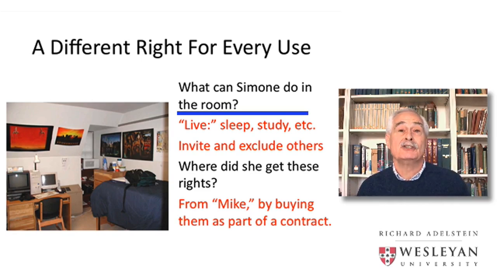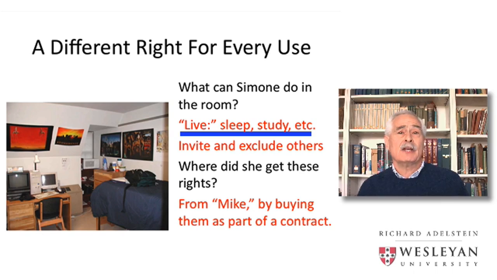Well, obviously she can live there, and we will associate with living there a whole range of activities which is in principle open-ended. She can sleep there, she can study there, she can talk with her friends there, she can, as you can see, use her computer. There seems to be a microwave in the room. She can use her little television. She can do all sorts of things in the room that are associated with living in it.